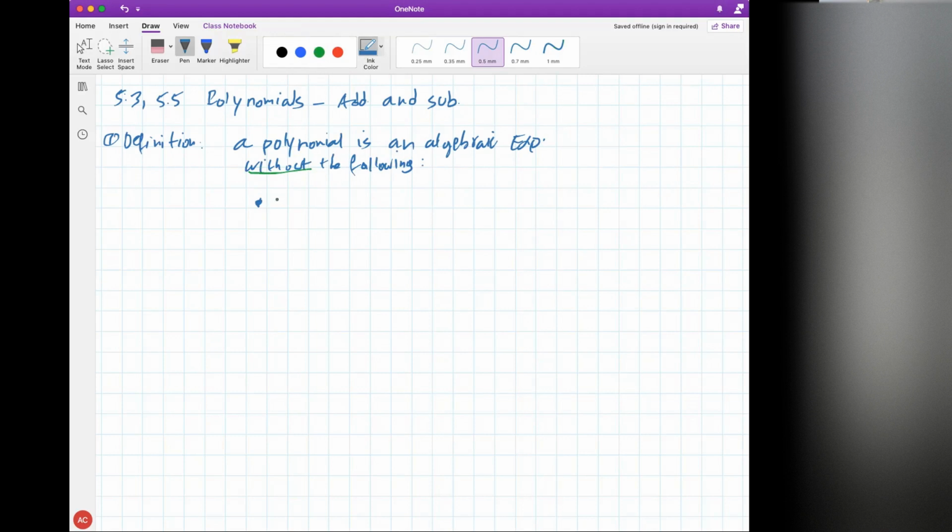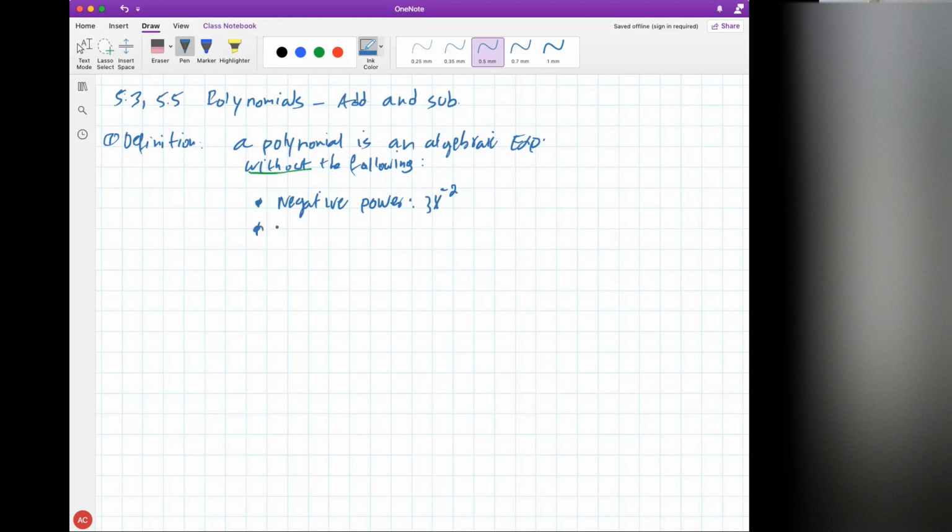One of them is negative powers. So a polynomial does not have a negative power. All the powers are basically whole numbers. It would be 0, 1, 2, 3, and so on. No negative powers, for example, x to the power negative 2. So you will not see this in a polynomial. So a polynomial does not have negative powers.